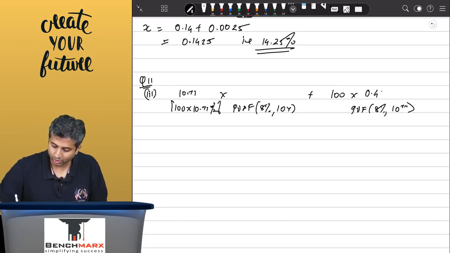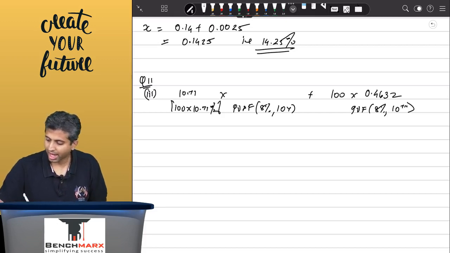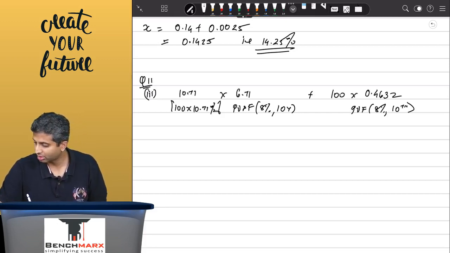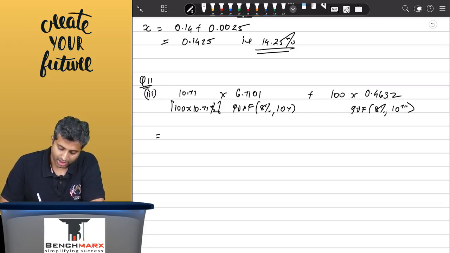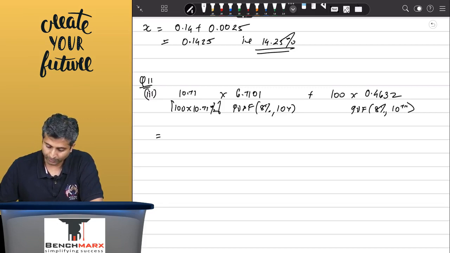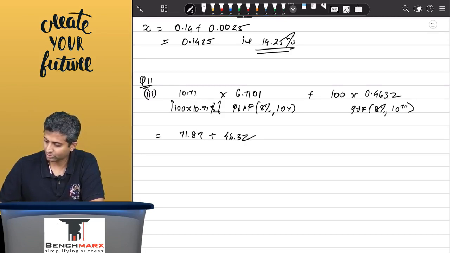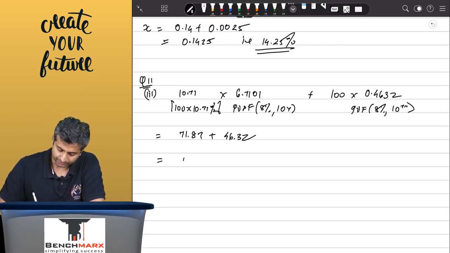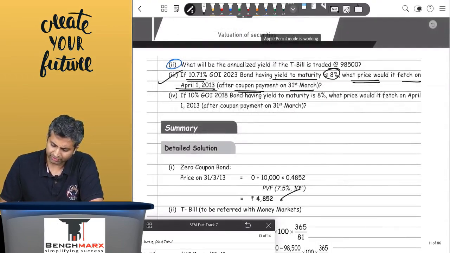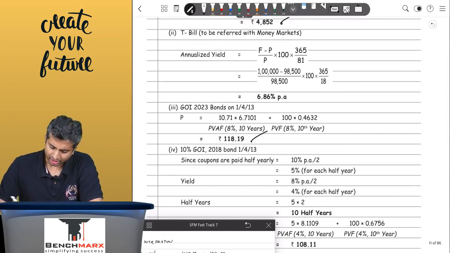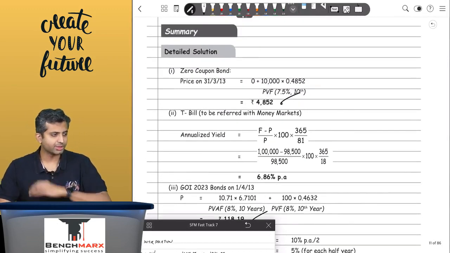So this is, I guess, 0.4632 and this is 6.7101. So that is 10.71 into 6.7101, 71.87, and 46.32, and hence this is 118.19. Let us see if this does make sense. 118.19, your answer had to be greater than 100. Well, it is more than 100.